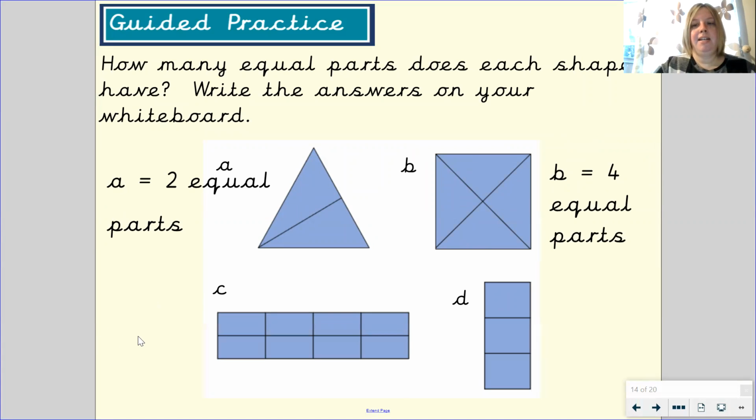Let's look at C. Count with me. 1, 2, 3, 4, 5, 6, 7, 8. So C equals 8 equal parts.